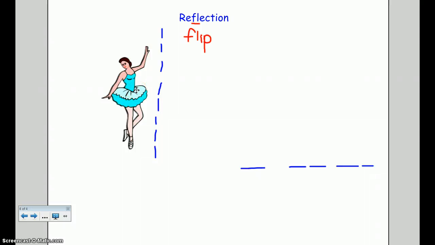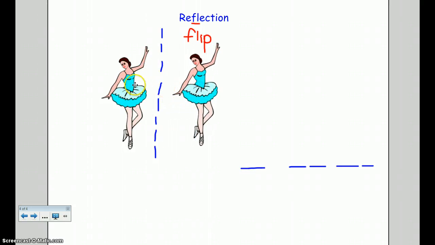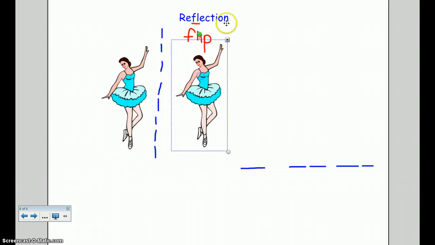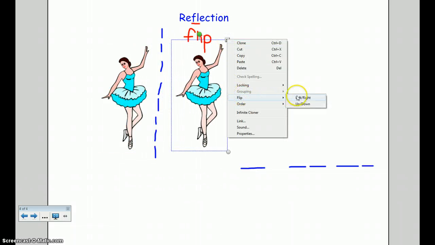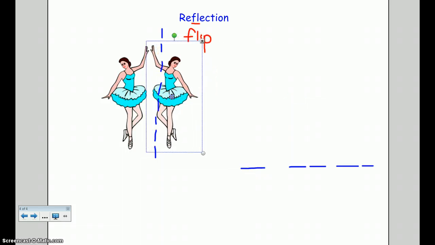So basically I am going to have the same shape on both sides of a piece of paper, and I want it to be symmetrical. So if I fold the paper over, they would match up perfectly. So in this case, if I just move her over here, that's a slide. If I take this, and this is a piece of paper, and I fold it down this crease, this ballerina is not going to match up with this ballerina over here. So I need to take her and flip her in order to make it symmetrical.